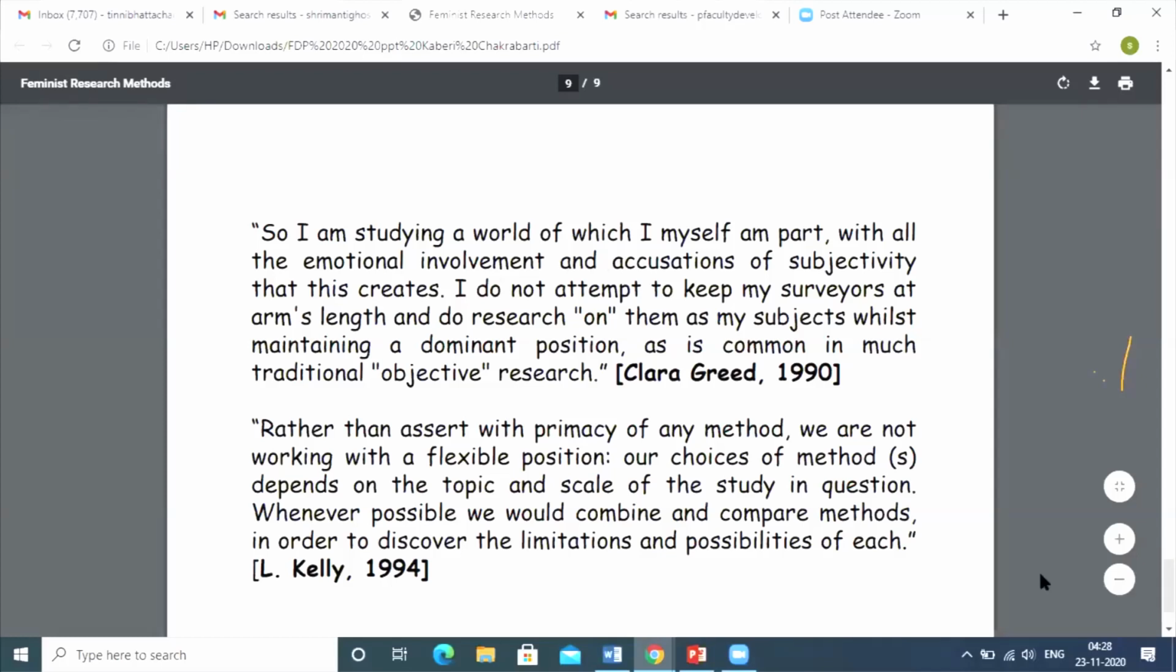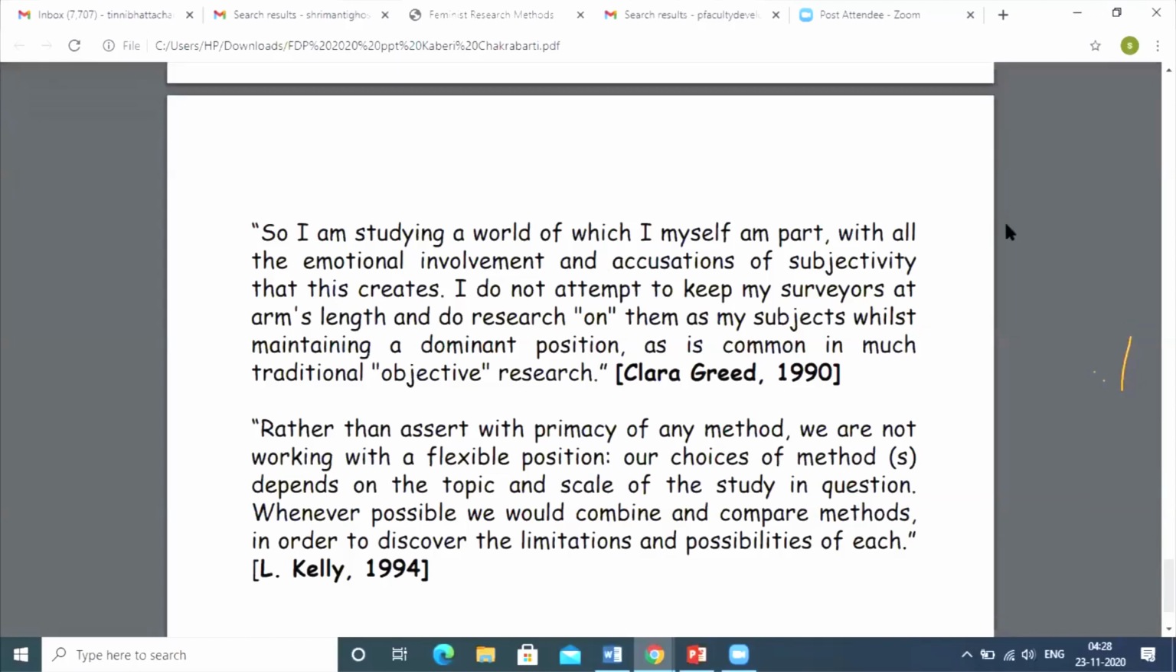So with this, I would like to finish my discussion on what are the broad challenges in feminist researches. I hope I have been able to mention the basic core points. There are many other arguments I would have liked to include if time permitted.